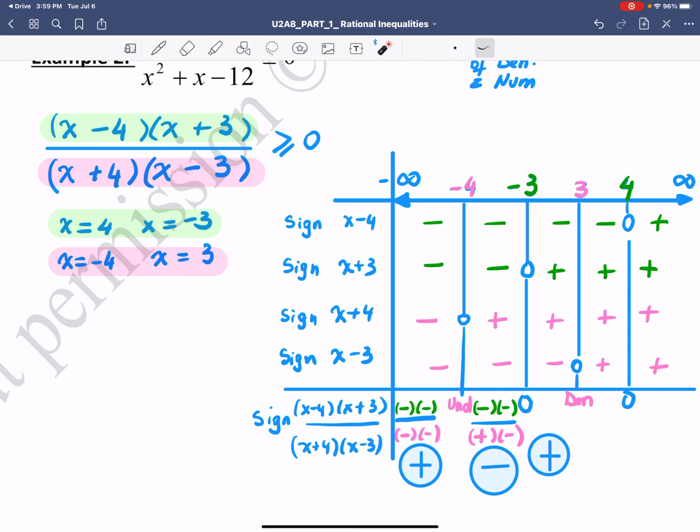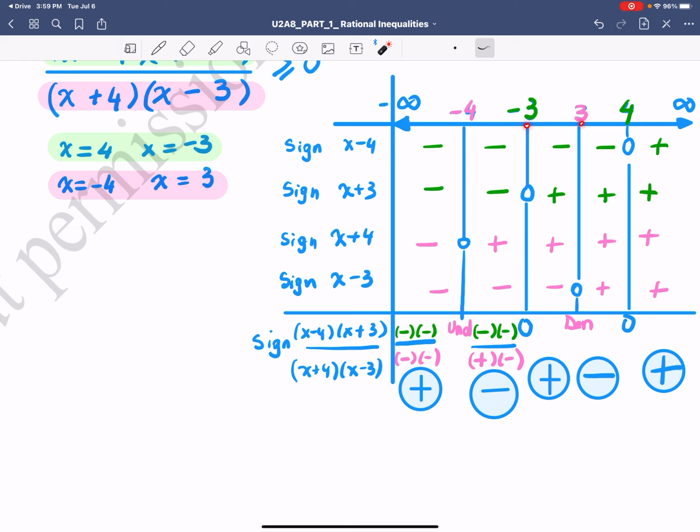Next, we have minus and then plus, plus, plus. So therefore, negative. Last, we have all pluses, so positive. So these are the signs that this rational expression will have. So it will be positive in 3 spots, here, here, and here. So negative infinity to negative 4, negative 3 to 3, and 4 to infinity. And it will be negative for x values from negative 4 to negative 3 and from 3 to 4.